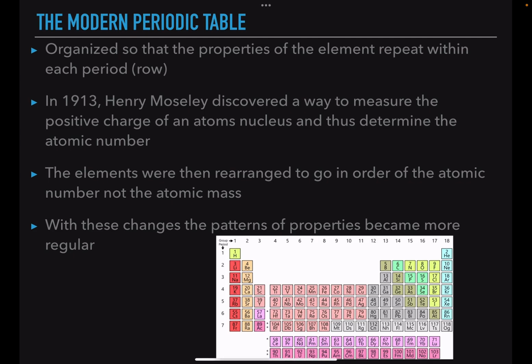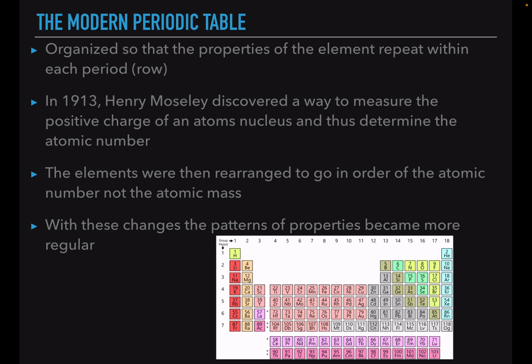The modern periodic table was changed a little bit. In 1913, Henry Moseley discovered a way to count essentially the positively charged protons in the nucleus to figure out the atomic number. So they were able to figure out how many protons were in each element, and so they were able to figure out the atomic number for each element.